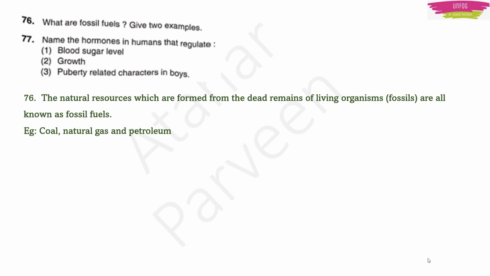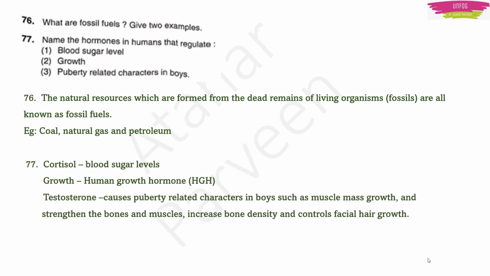Next, question number 77. Name the hormones in humans that regulate blood sugar level, growth, and puberty related characters in boys. First of all, blood sugar level, cortisol is the hormone which regulates this. It will actually elevate blood sugar levels. Then for our growth, human growth hormone, HGH, is responsible. Then testosterone causes puberty related characters in boys such as muscle mass growth. It strengthens the bones and muscles, it will increase bone density and it will control facial hair growth.